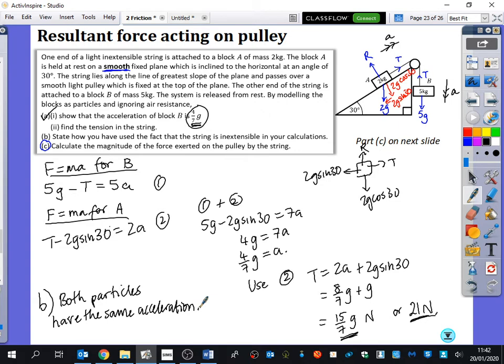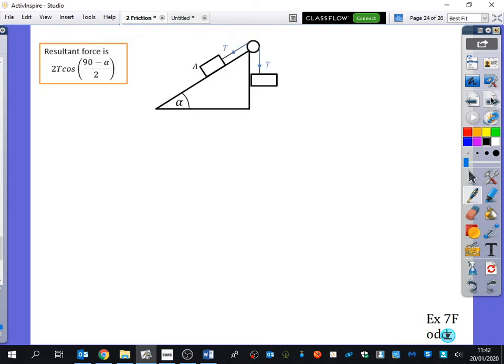Now here comes the main reason that we actually did this question. It says calculate the magnitude of the force exerted on the pulley by the string. So we've got all of this information here. If you need me to come back to this slide in a second, I can do. But I wanted to just look at this diagram in a little bit more detail of what has happened here. So the thing that we're asking for is what is the force exerted on the pulley by the string.